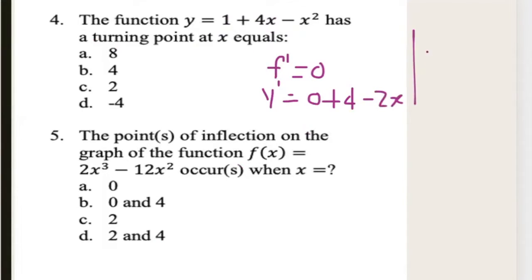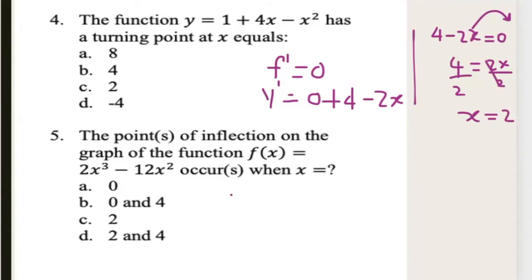So equating this to 0, I have 4 minus 2x equals 0. So we carry the minus 2x over the equal sign, so I have 4 is equal to 2x. Then divide both sides by 2. So this cancels, so x is equal to 2. So my answer is C.